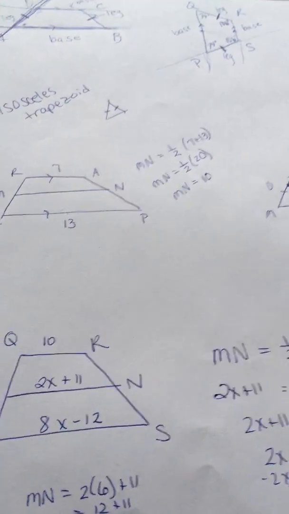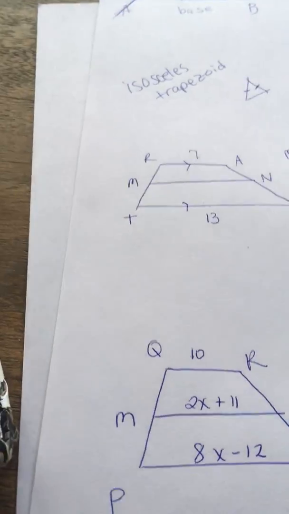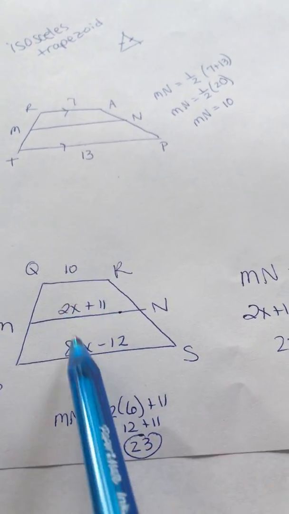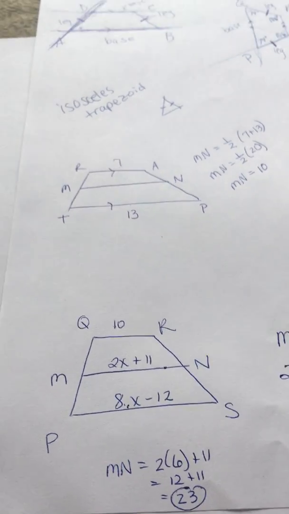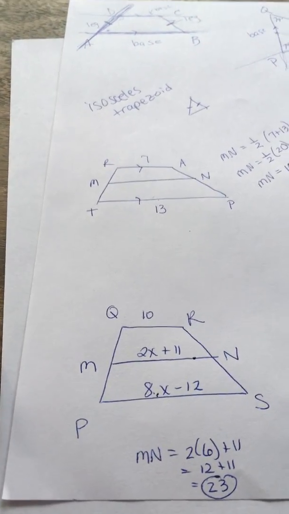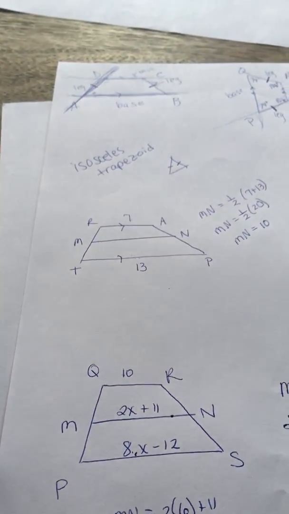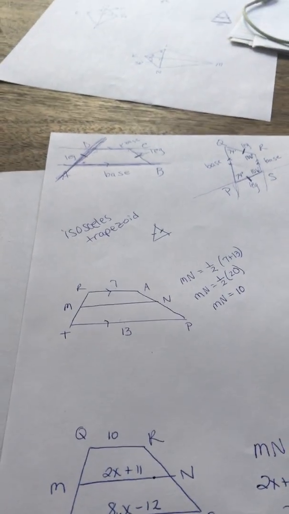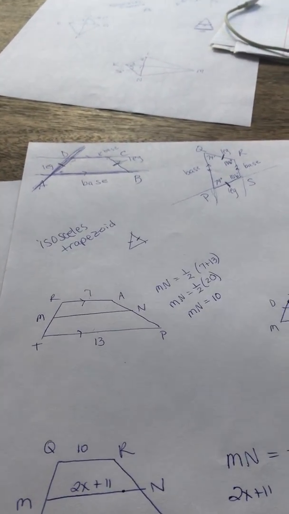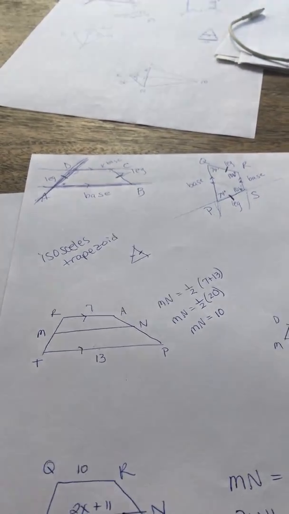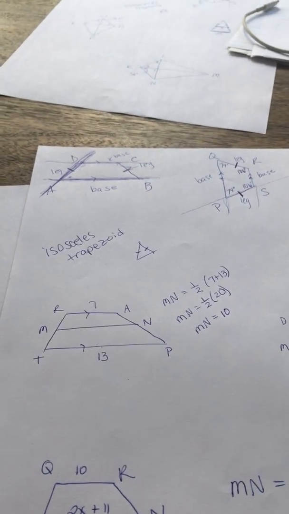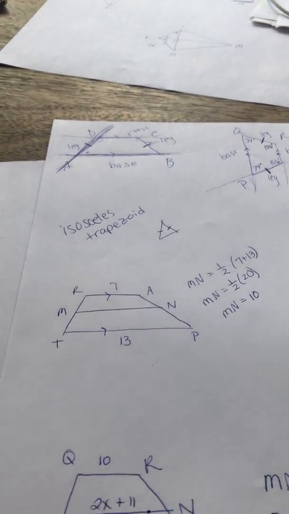Okay, so that's everything about trapezoids. You need to know that the midsegment is half the sum of the bases. You need to know that the two base angles are congruent. Both sets would be, so base angles are congruent, and you'll have two sets of base angles in your trapezoid. And you need to know that diagonals are congruent.